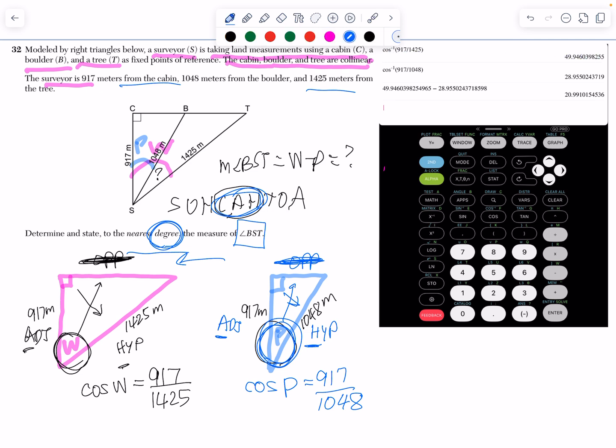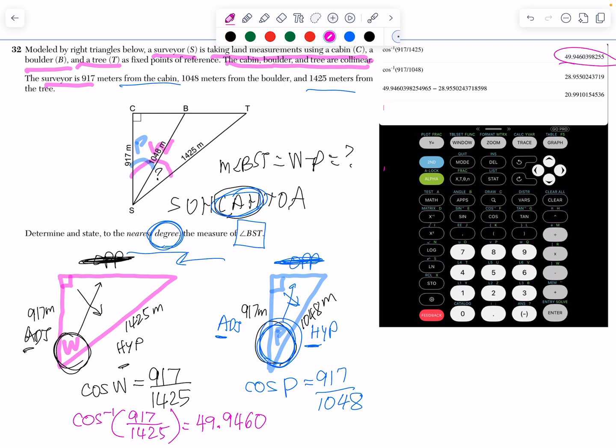So let me write the notes to support my work. Second cosine, which is cosine inverse of the fraction I have, 917 divided by 1425. When you look at my screen, I have this number here. I'm going to copy down the whole number and 4 numbers after the decimal, just to show my work. But when I actually do the calculations, I use the whole number I have on my screen.